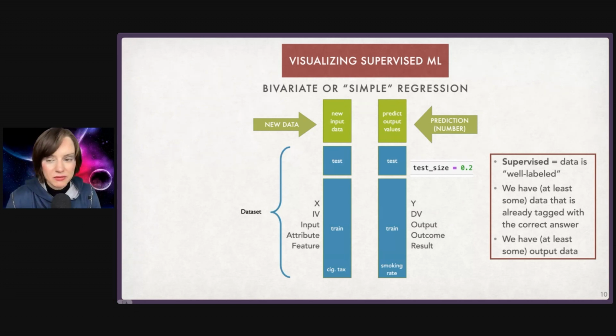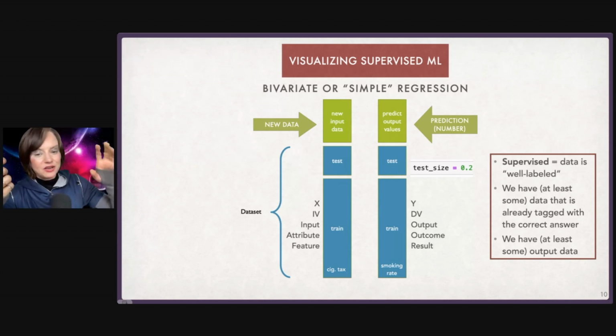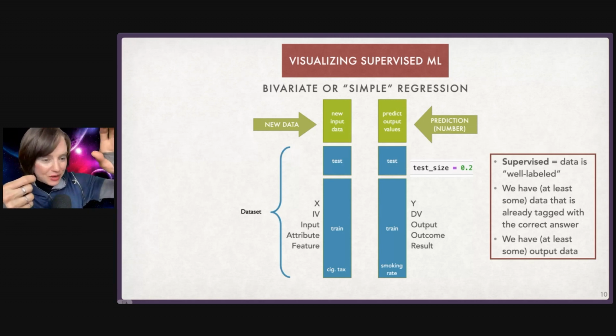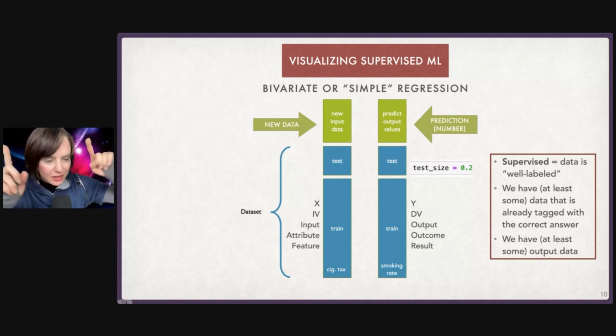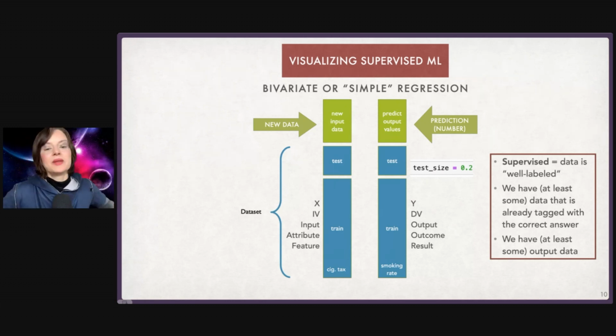Hey, here are the smoking rates in all those states over time. Then I'm going to say, hey, here's the test data where I'm going to give you just the cigarette taxes, and you are going to predict the smoking rates, and I'm going to see if you're right or not. I'm the sneaky professor evaluating you. And if I'm satisfied with it, then I say, okay, bring on new data, new cigarette tax data, and I will predict what the smoking rate will be in that case.